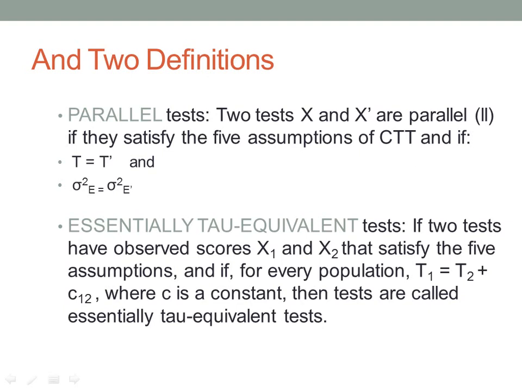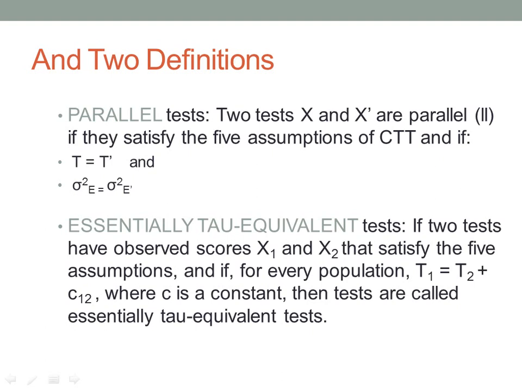A bit less important here, but let's read through it. If two tests have observed scores x1 and x2 that satisfy the five assumptions, and if for every score the true scores on one equal the true scores on the other, plus a constant c, then the two tests are considered essentially tau equivalent tests.